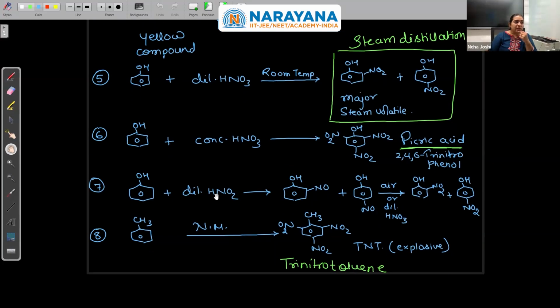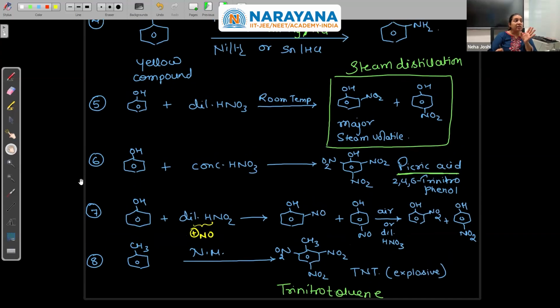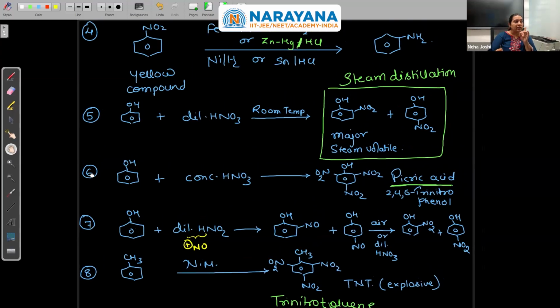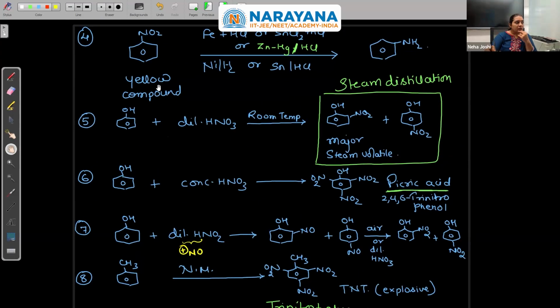Another method is you can have dilute HNO2. Now, dilute HNO2 will be the source of NO+, nitrosonium ion. So I'll have ortho and para nitrosophenol, which easily get oxidized to ortho-nitro and para-nitrophenol. These are our methods to have nitrophenols instead of using nitrating mixture directly. That is not the right method.